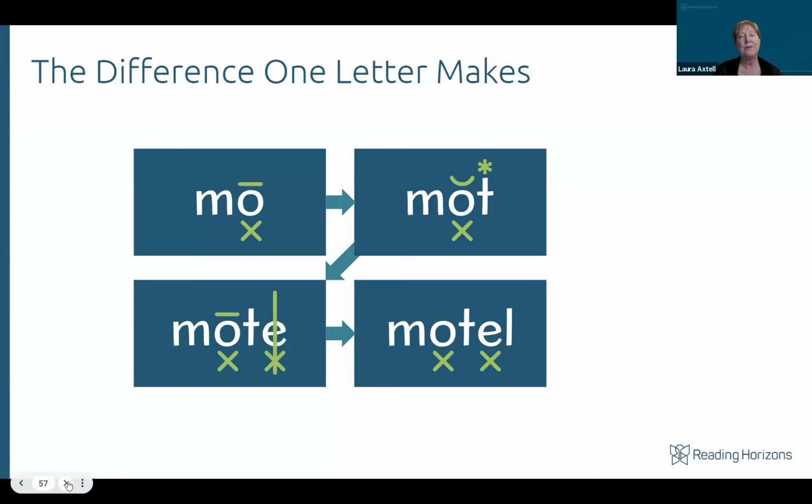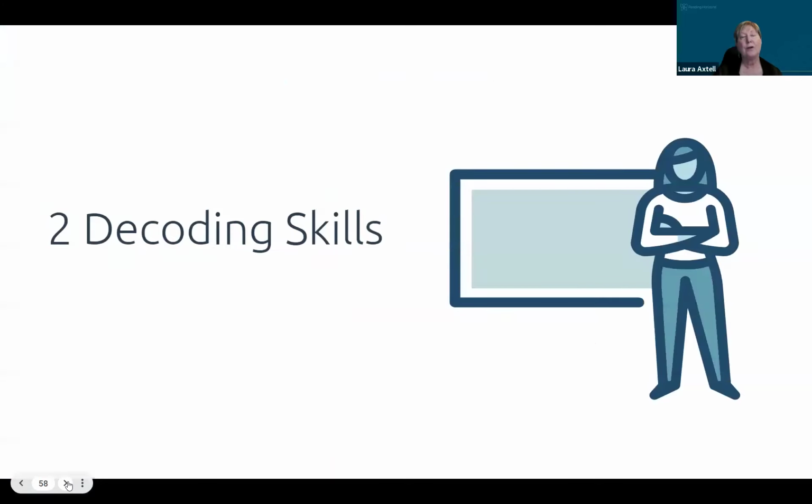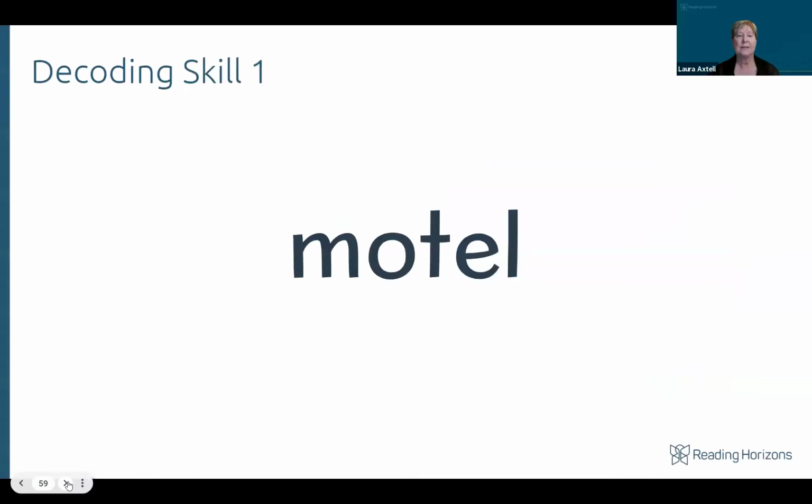And because we know that every syllable can only have 1 vowel or vowel sound, those 2 X's tell us this is a 2-syllable word. But what do we do with it then? So we are going to go to then 2 decoding skills. So we take those 5 single syllable patterns into 2 decoding skills.